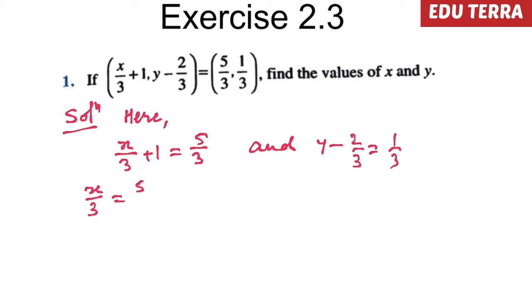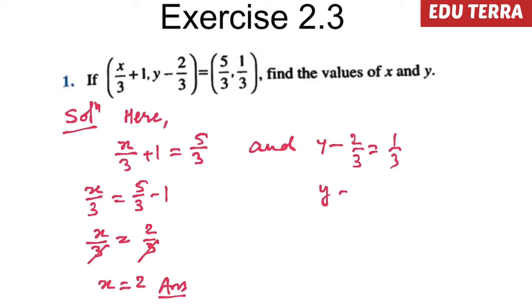x/3 equals 5/3 minus 1. So x/3 equals 2/3, because by taking the LCM you can solve, and the 3 will cancel. So x equals 2. So x equals 2 is your answer. Now similarly we can solve for y.